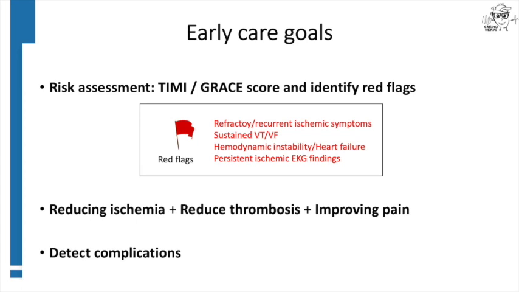Ischemic risk assessment with scores such as the TIMI or GRACE scores will help decide whether urgently going to the cath lab and defining coronary anatomy is needed. Red flags, such as the one seen on the screen, should push for an urgent invasive rather than an ischemia-guided strategy. The early goals are to reduce ischemia, reduce thrombosis through providing adjunct therapies such as anticoagulation and additional antiplatelets, improving pain, and detecting complications.